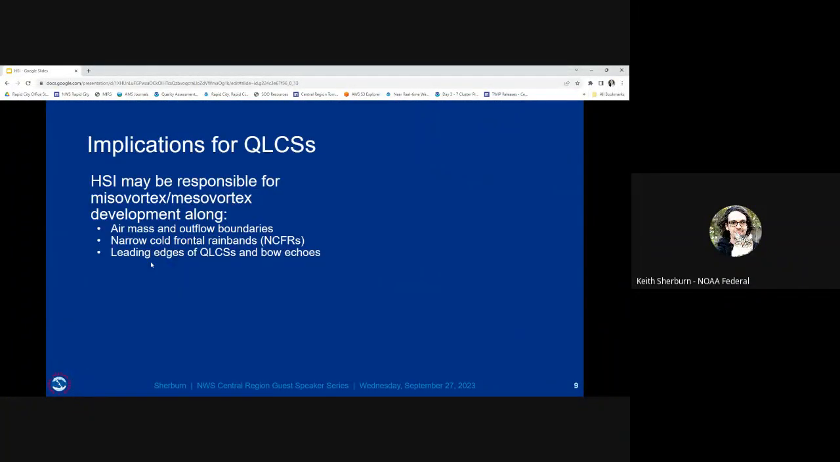So just based on these couple of examples, and no doubt from anecdotal evidence from those with several years of operational experience, it becomes clear that HSI might be responsible for vortex development at a variety of scales along air mass and outflow boundaries. Some prior work, especially from authors like Matthew Clark at the UK Met Office, showed that mesovortex development along narrow cold frontal rain bands, or NCFRs, may also be largely associated with, or at least aided by, the release of HSI. And consistent with the theme of this presentation here, HSI release might be responsible for mesovortices along the leading edges of QLCSs and bow echoes in some circumstances.